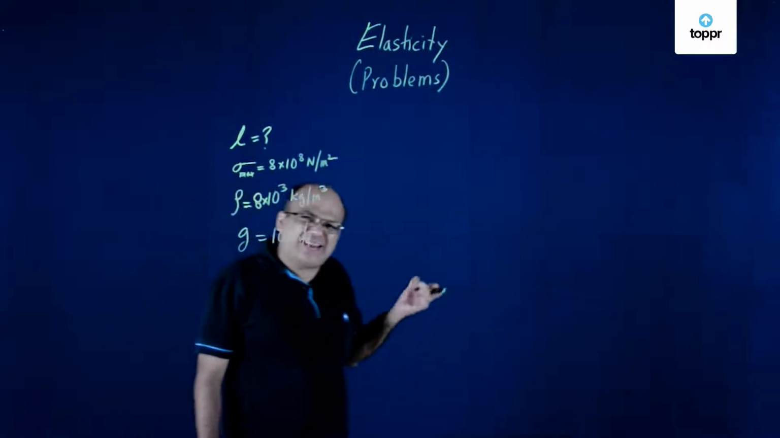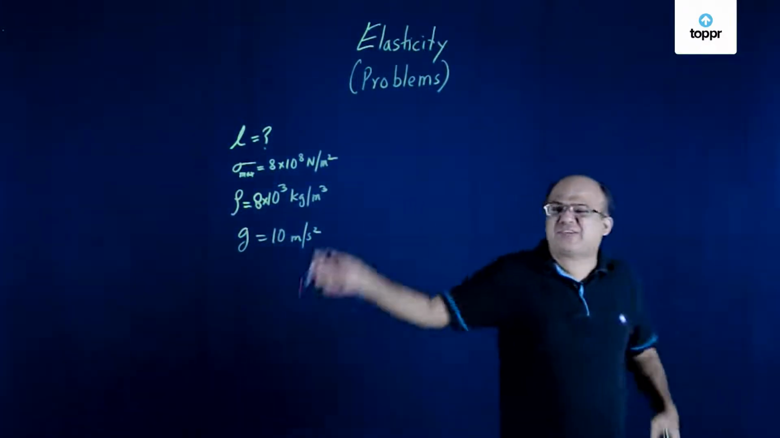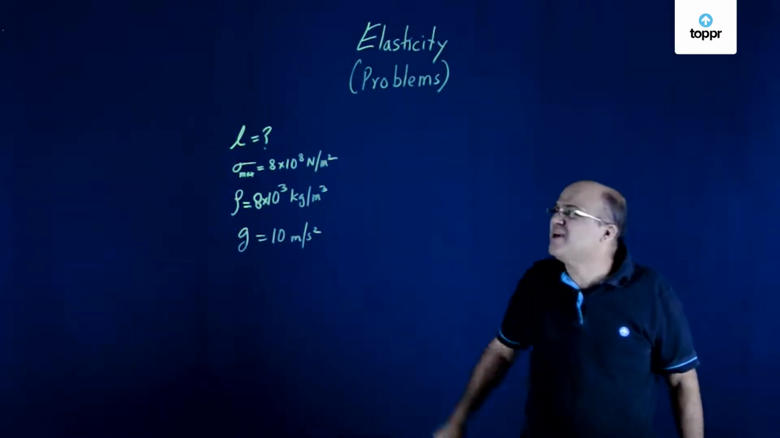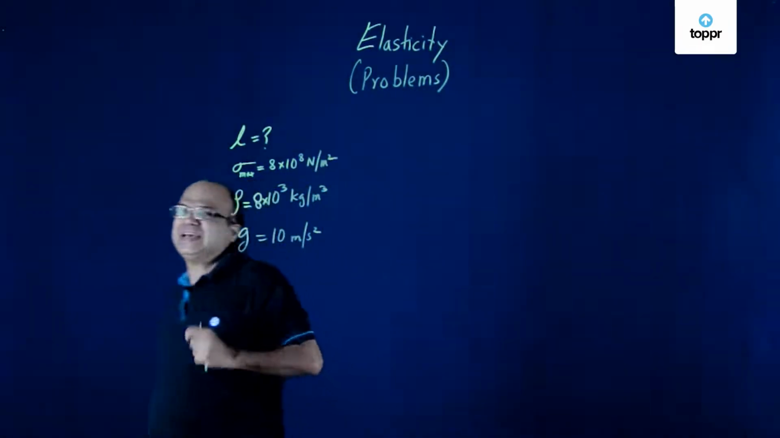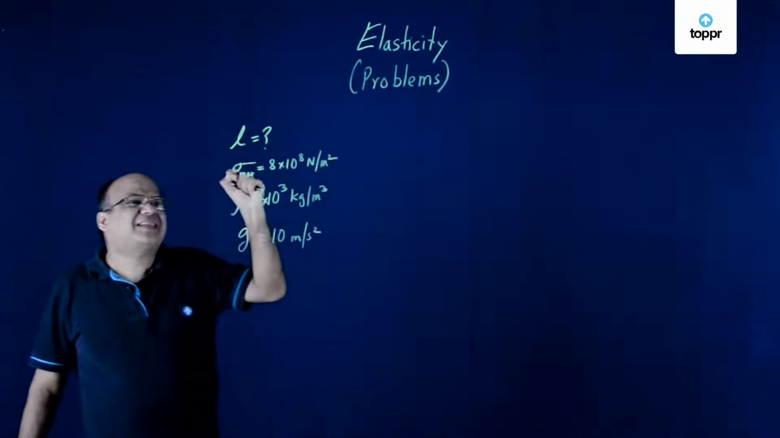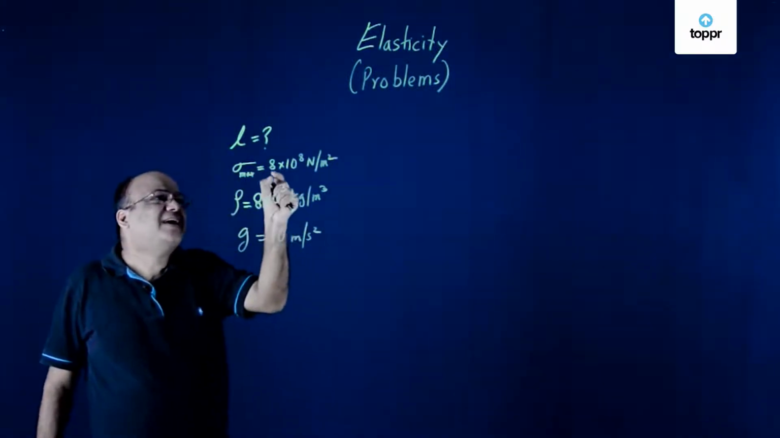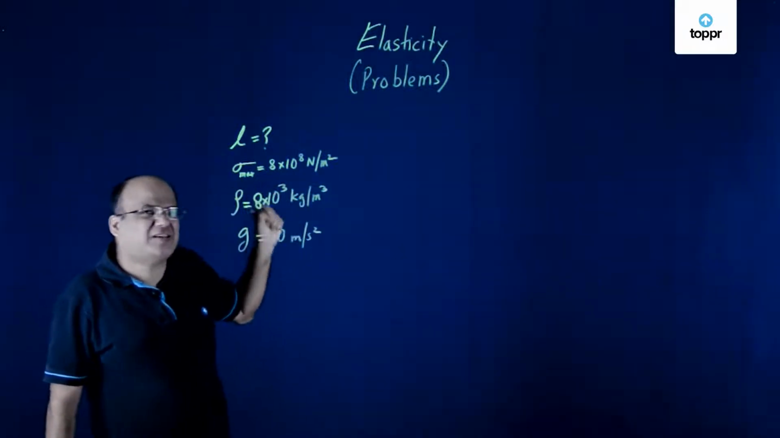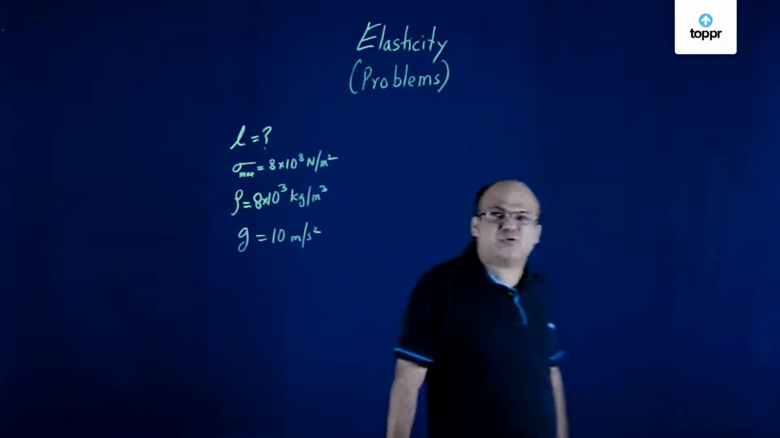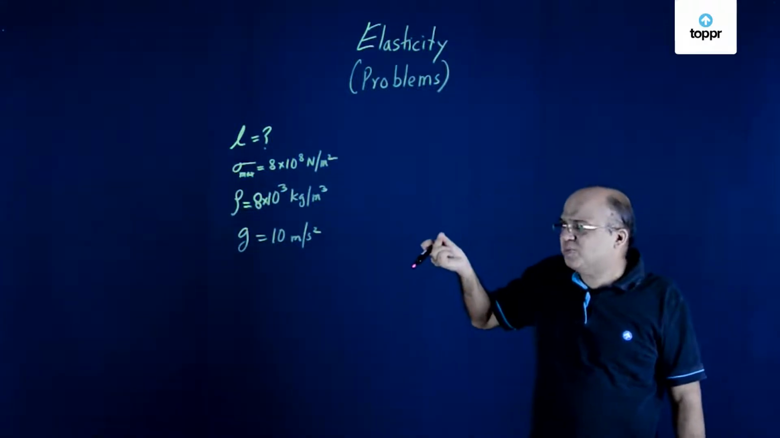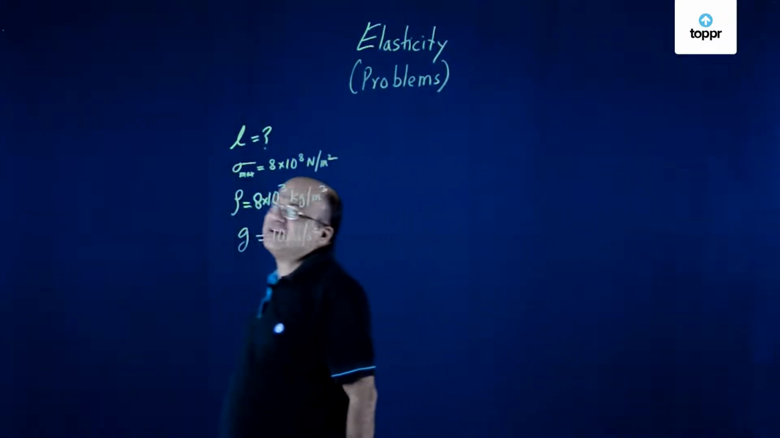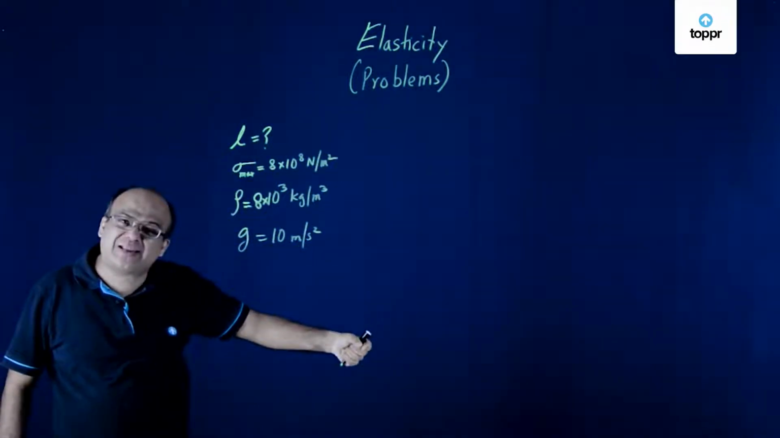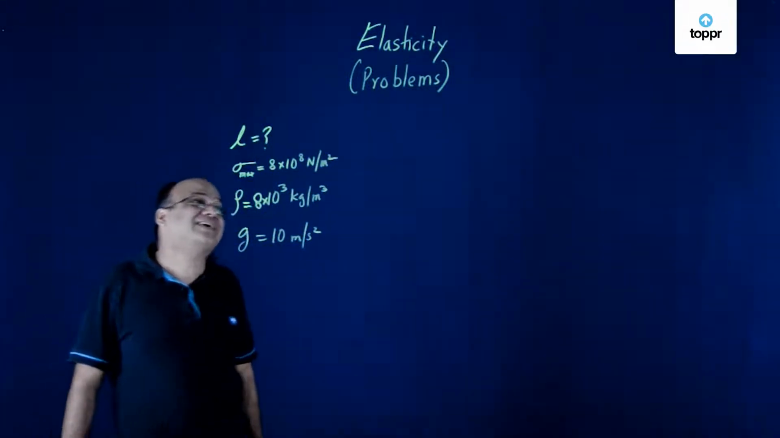We have to find the maximum length of a steel wire that can hang without breaking. So length we have to find out. The maximum stress that this steel wire can handle is 8 into 10 to the power 8 Newton per meter square. The density of steel is given as 8 into 10 to the power 3 kg per meter cube. The value of g is 10 meter per second square. So you want to find the maximum length of wire that can hang without breaking.